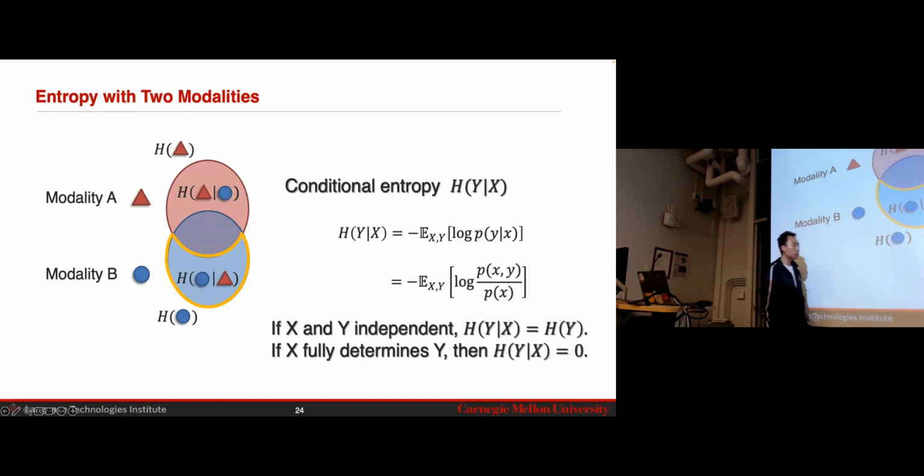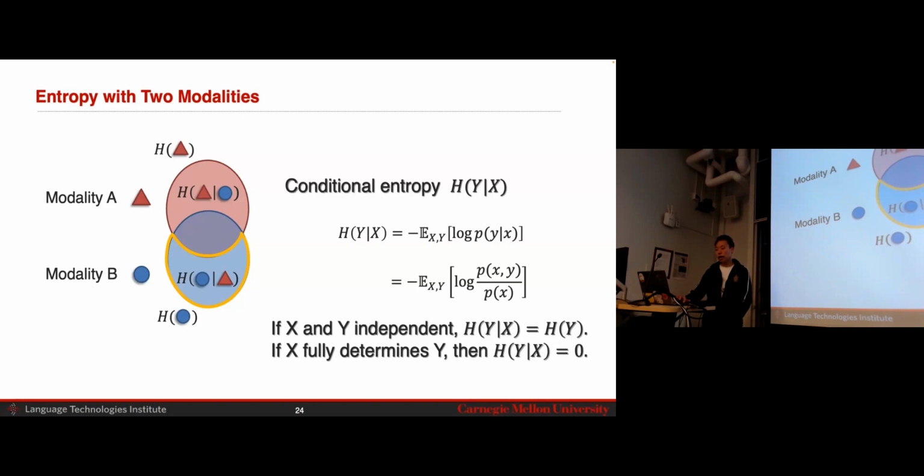If X fully determines Y, on the other hand, for example, if X and Y are the exact same random variable, or even if Y is a deterministic function of X, then P of Y given X, any occurrence of X perfectly explains Y. Perfectly recovers Y. And therefore, your entropy of Y given X becomes 0. There is no more randomness. There's no more distribution. It becomes a deterministic outcome, what your P of Y given X is. So entropy of Y given X becomes 0.